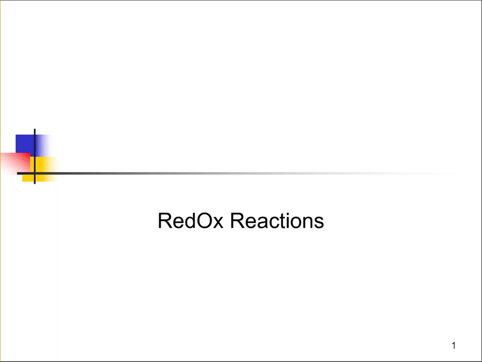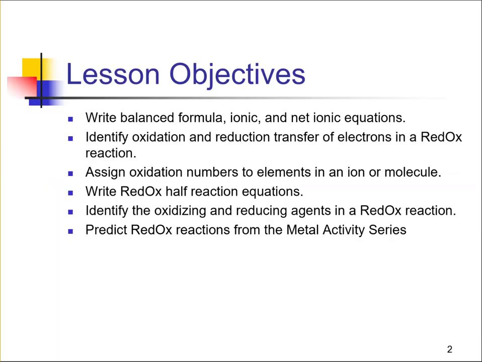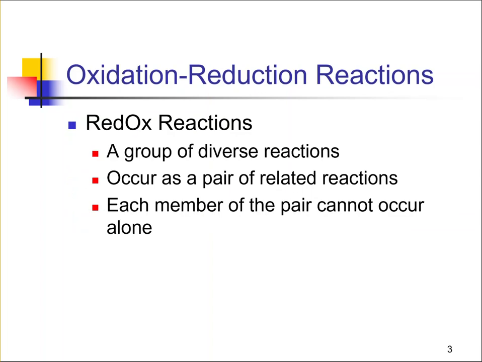In this lecture, we're going to look at redox reactions, which are also a type of chemical reaction. You will learn how to assign oxidation numbers for different elements of a compound. You will learn how to identify if a reaction is a redox reaction or not. And I will also show you how to write half reactions and how to identify oxidizing and reducing agents.